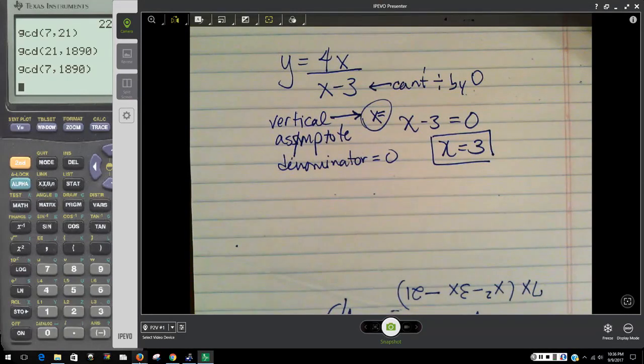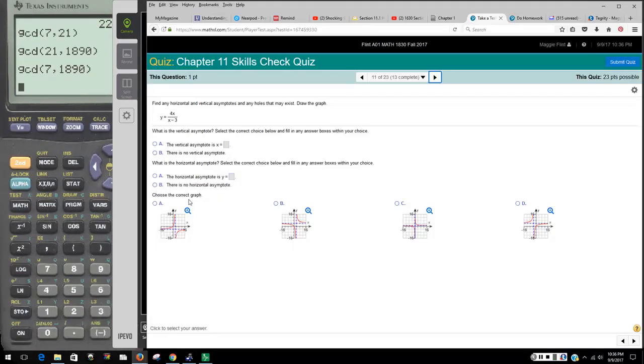Then the next thing they ask us is to find the horizontal asymptote. Now again, there's more than one way to do this, but one of the best ways to find your horizontal asymptote is to divide everything in the numerator and denominator by the highest power of x in the denominator.